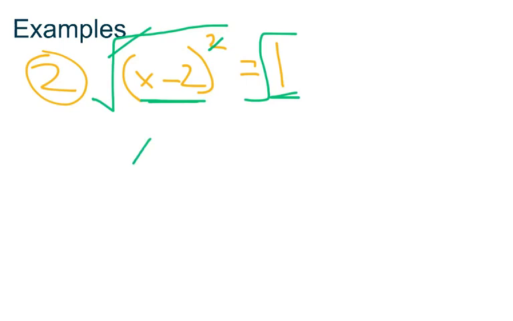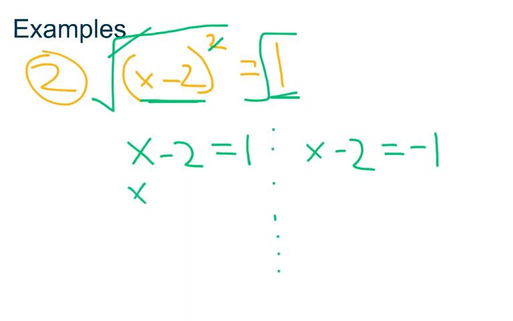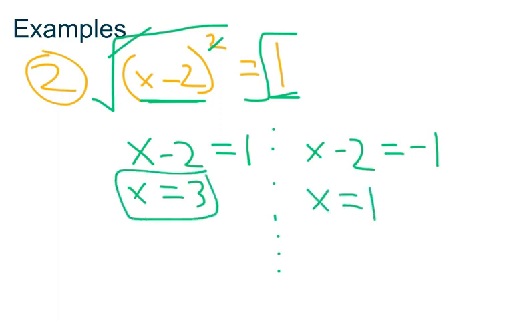And so that leaves me with x minus 2 equals 1. Or, because we've got to remember we're looking for two solutions here, x minus 2 is going to equal negative 1. Okay, so now we have to solve these two equations separately. X could equal 3. We add 2 to both sides. And we add 2 to both sides on this one. X equals 1. And so those would be our two solutions to this quadratic equation.